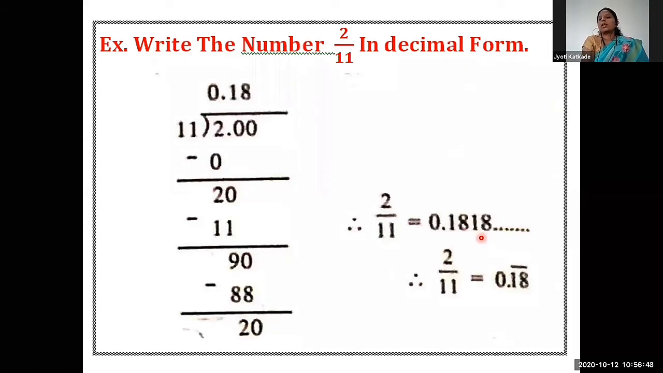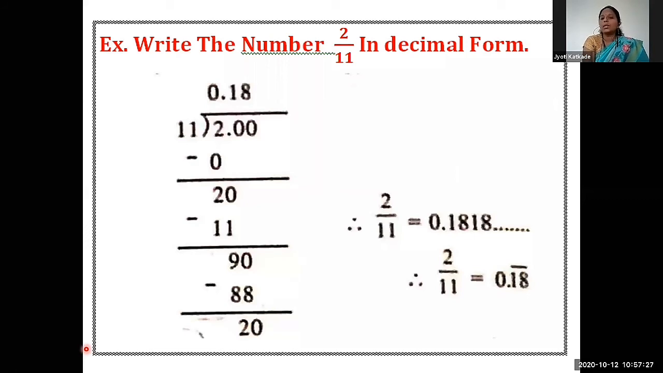Means it's not necessary that only one value repeats. In the first example, we have seen 1.6666, where the number 6 is repeating. In this example, two numbers repeat, that is 1818. When two values are repeating, then take one horizontal line on the top of those numbers, as shown on screen, for example 0.18 with a horizontal line on top of 18. This is called a recurring form or the non-terminating form.